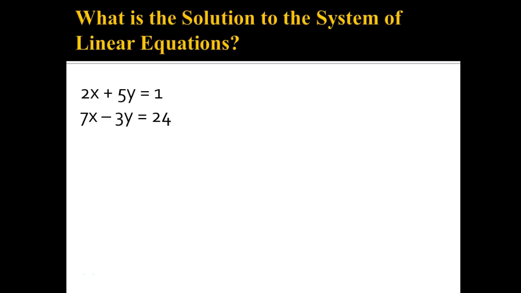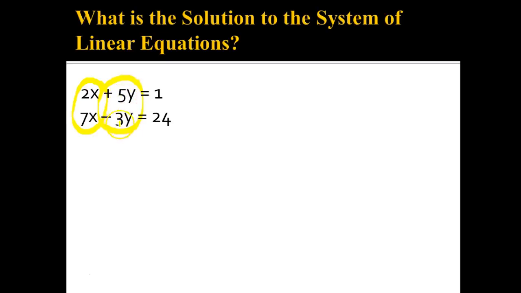And I'll point out that our initial goal is going to be to add these two together in such a way that one of the variables from the two equations cancels out. So we could add them together in such a way that the x's cancel. 2x plus 7x is not 0, it's 9x. So right now they're not canceling. Or we could add them together in such a way that the y's cancel.